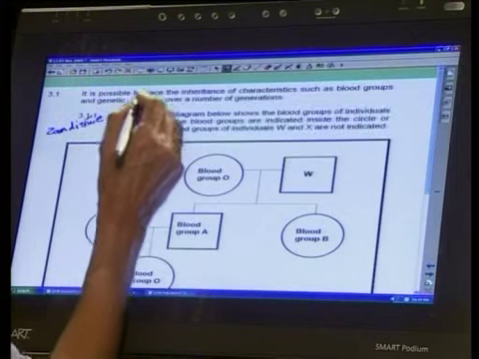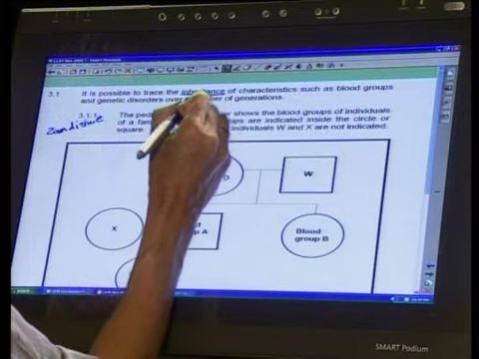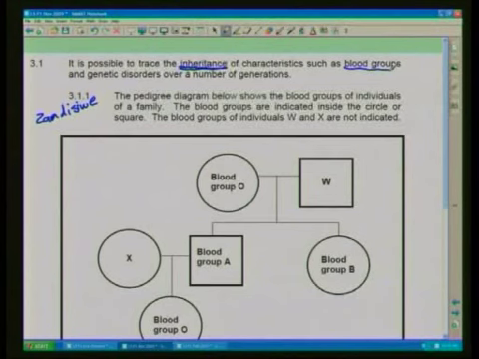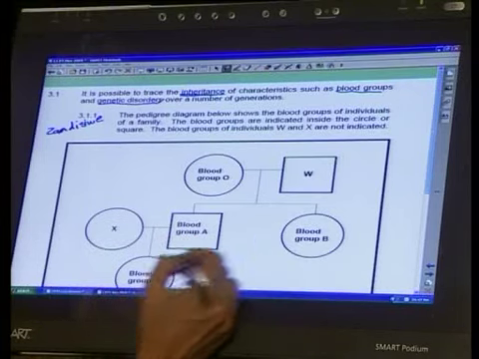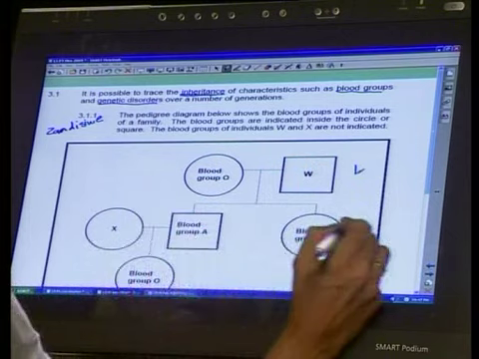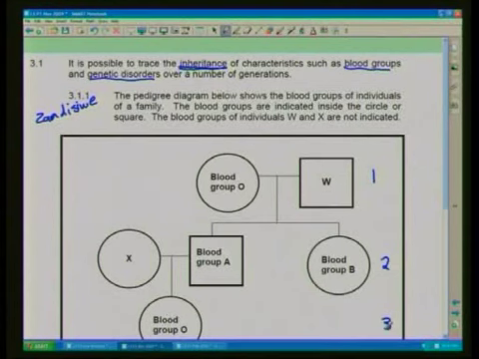So look at the question here, and it says, it is possible to trace the inheritance, remember we're dealing with genetics, of characteristics such as blood groups and genetic disorders over a number of generations. So every line here will be a generation. So this will be one generation, this will be another generation, and this will be a third generation. Do you see? Are you happy with that?